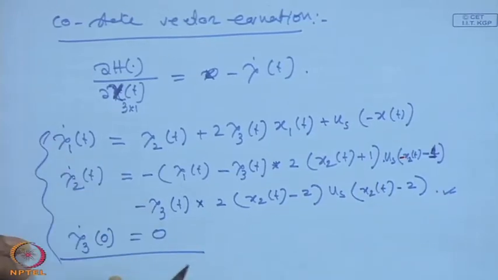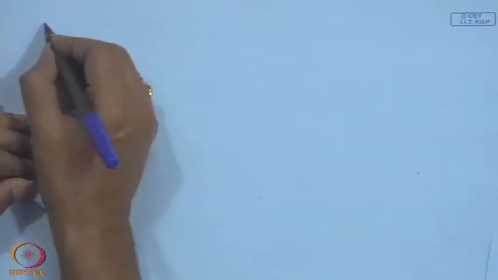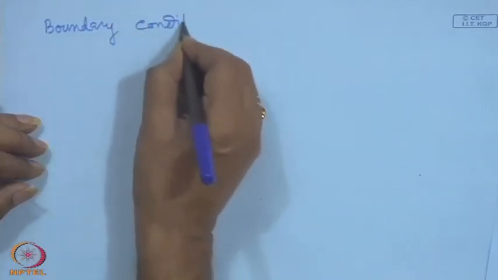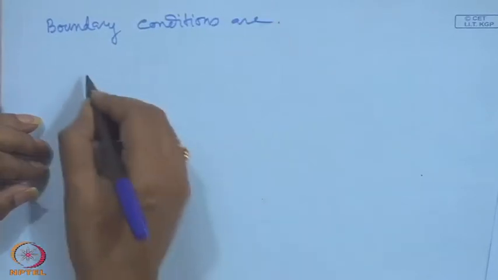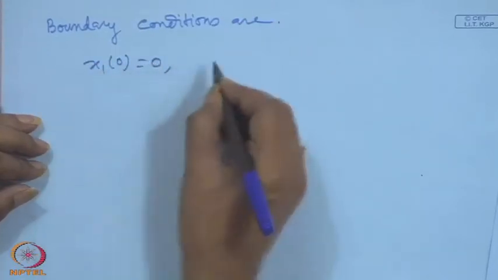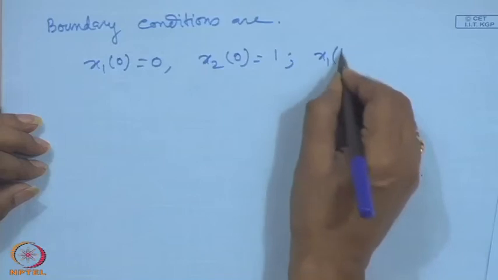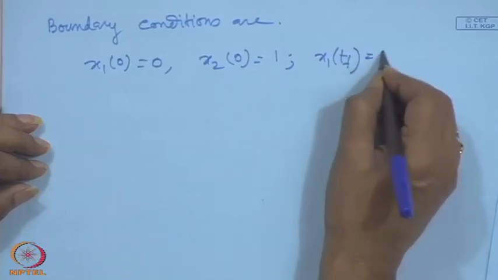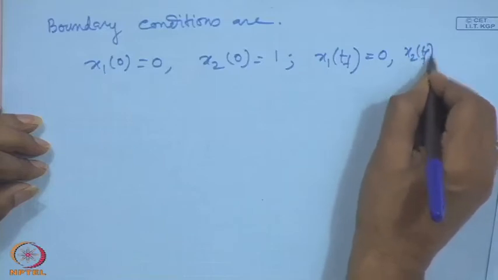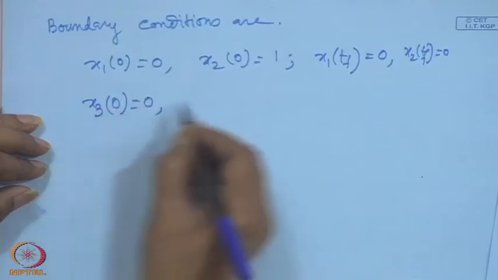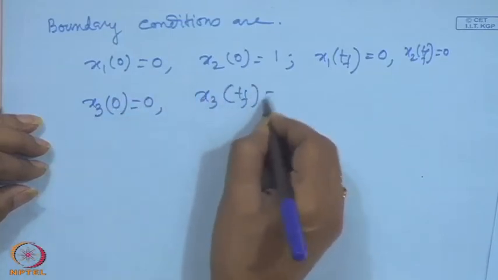So, this is the co-state equation. We got the co-state equation and the state equation, and we need boundary conditions to solve this problem. What are the boundary conditions? x 1 of 0 is 0 given, x 2 of 0 is 1, the initial condition is given. Then we want to drive the states x 1 at t f equal to 0, x 2 at t f equal to 0. Then for the x 3 state, x 3 at 0 is equal to 0, x 3 at t f is equal to 0. These are the boundary conditions.